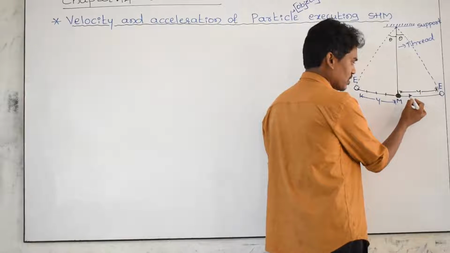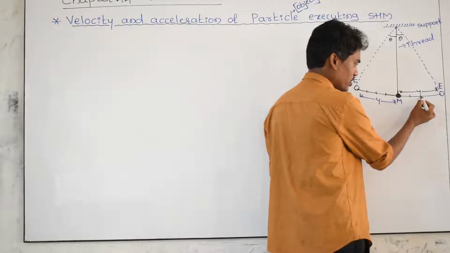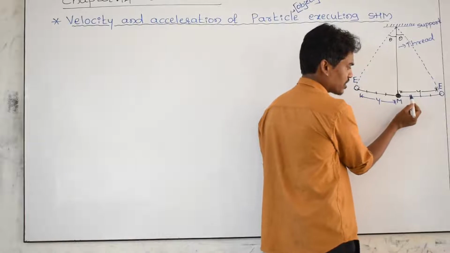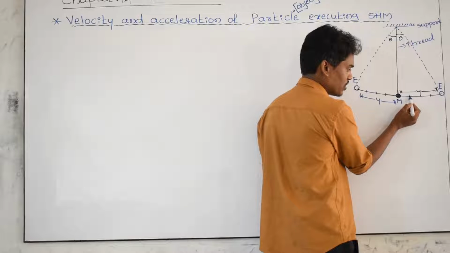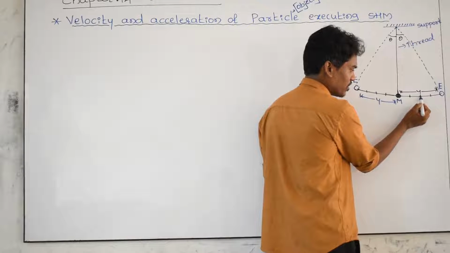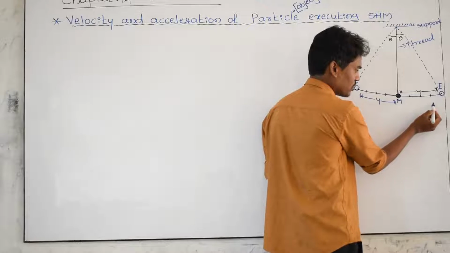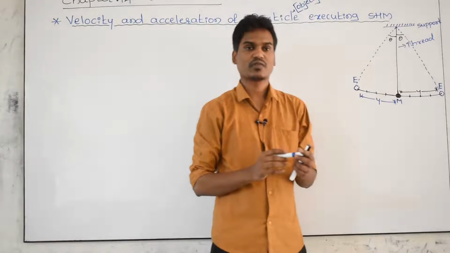Similarly, during its motion, it is reaching this point, this point, this point, and the last extreme point. When the object is present at this point, what is its velocity? Here, what is its velocity? And here, what is its velocity? We have to find out.